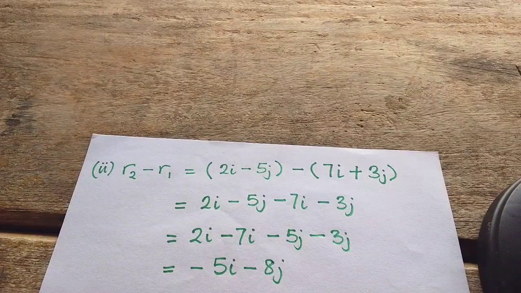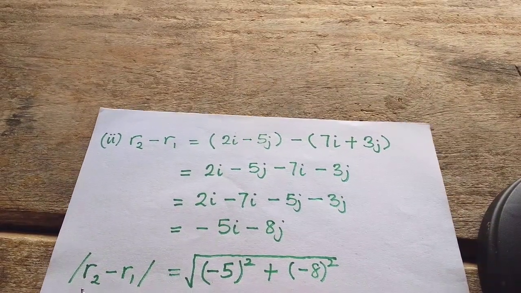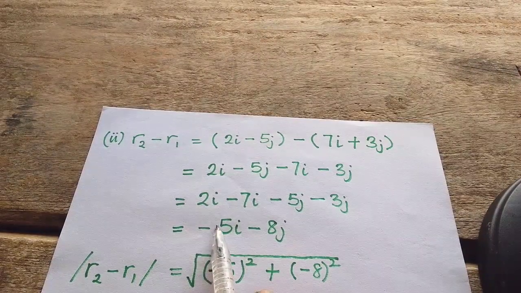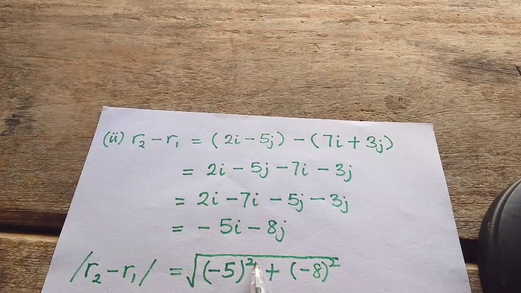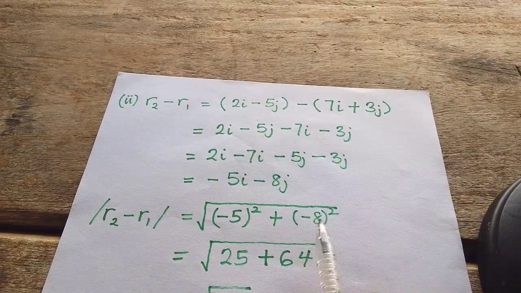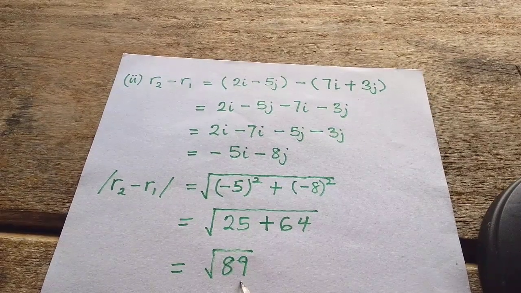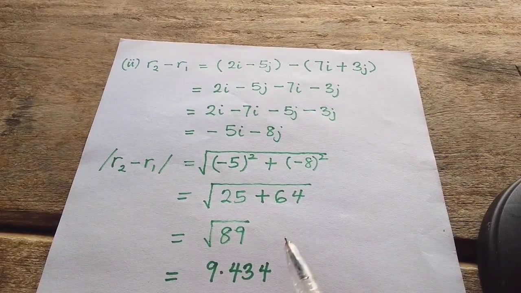So the modulus of r2 minus r1 will now be the square root of the square of the x component, which is minus 5 squared, plus the y component, which is minus 8 squared. Minus 5 squared gives me 25, plus minus 8 squared gives me 64. 25 plus 64 is 89. So the square root of 89 gives me 9.434.